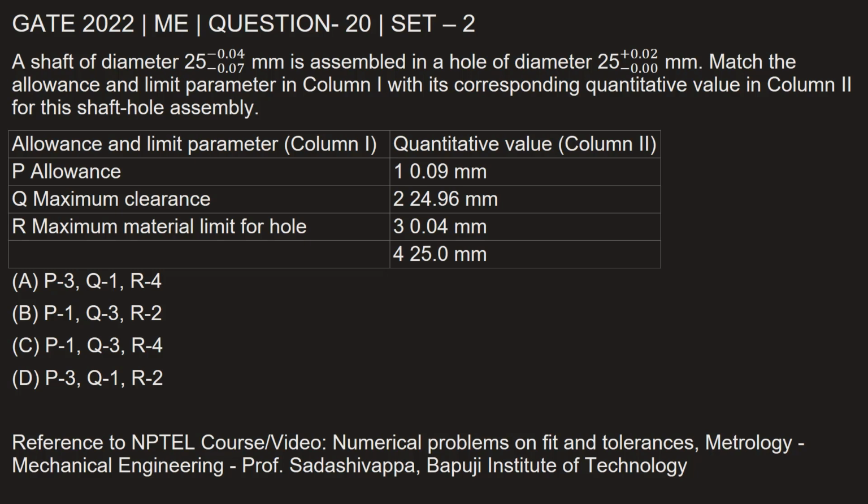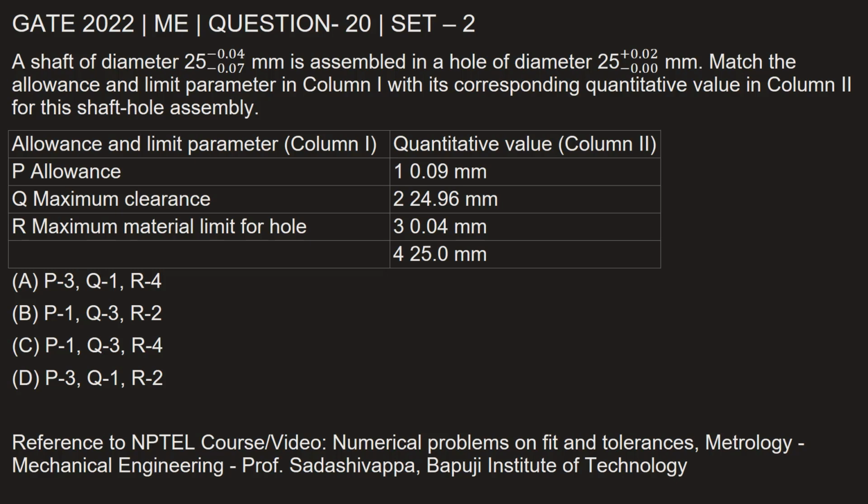This question is from GATE 2022 Mechanical Engineering paper, set 2, question number 20. A shaft of diameter 25 with tolerance having lower limit minus 0.07 and upper limit minus 0.04, all values in millimeter, is assembled in a hole of diameter 25 with lower limit tolerance being minus 0 and upper limit of tolerance being plus 0.02, all values in millimeter again.